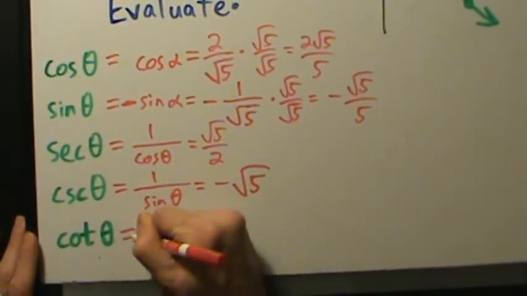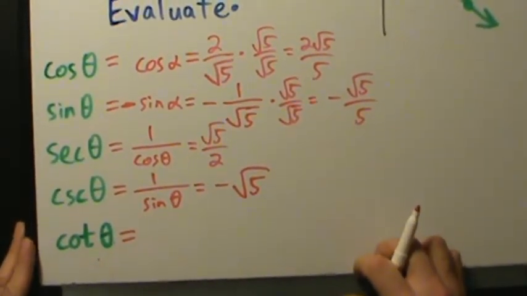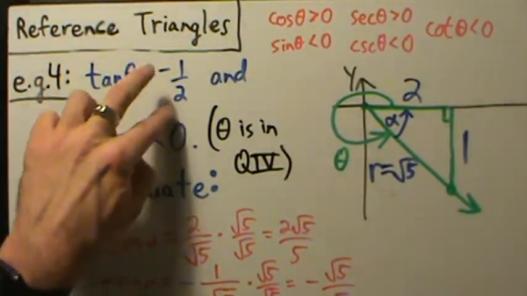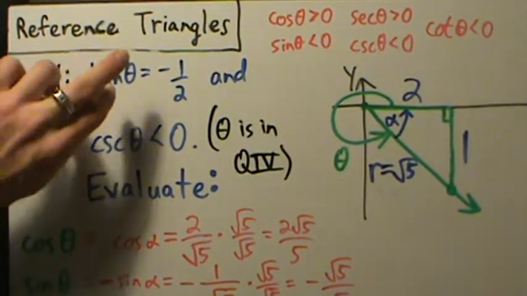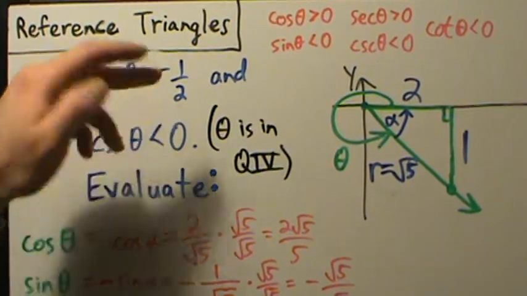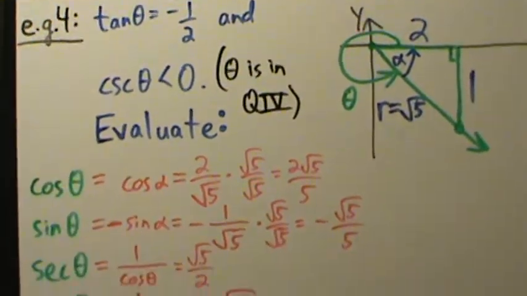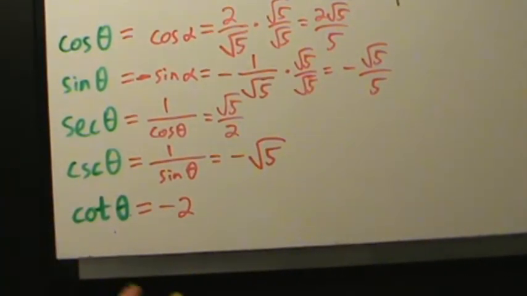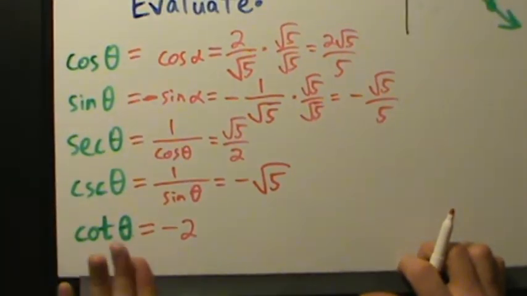How about the cotangent? Cotangent is really the easiest of all. We were given the tangent. Tangent of theta is negative 1/2. Cotangent of theta is the reciprocal. The reciprocal of negative 1/2 is just negative 2, negative 2 over 1, which simplifies to negative 2. So that's the cotangent of theta.